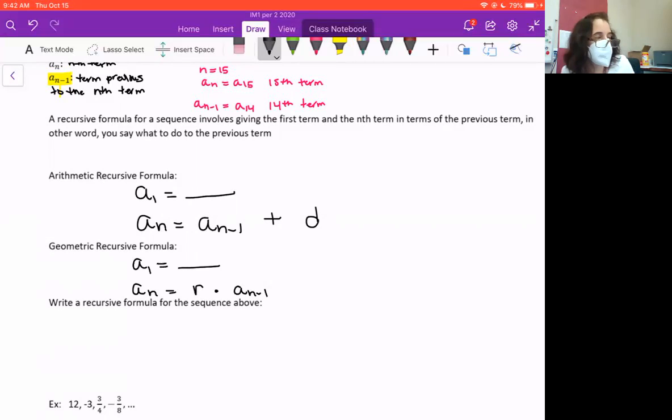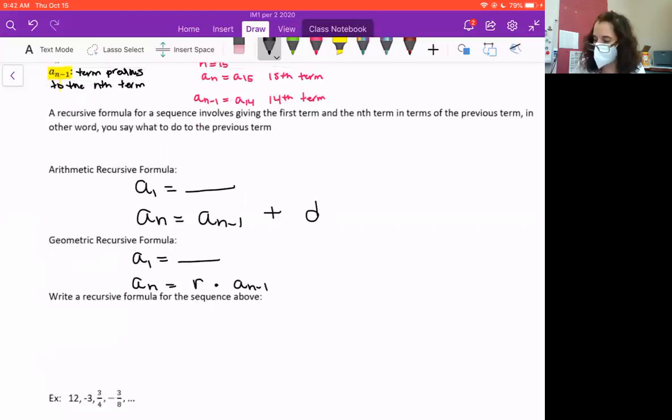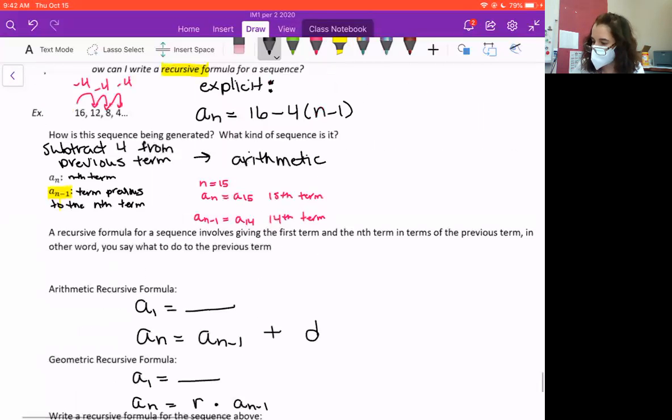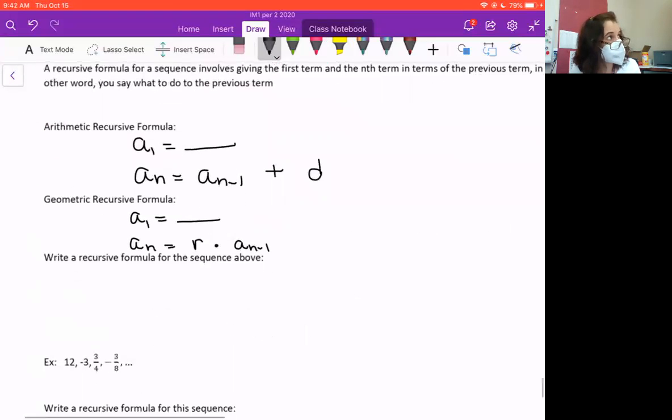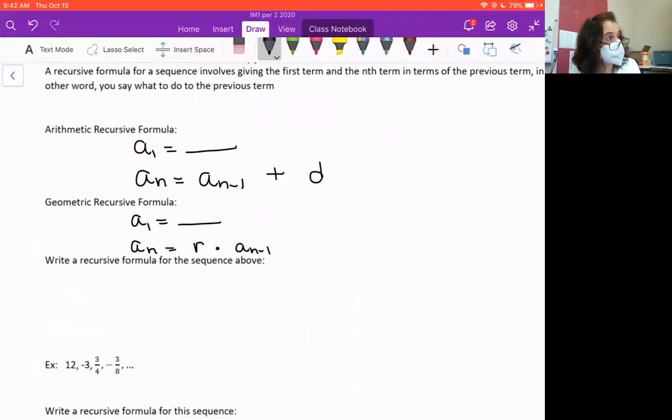So again, this thing, A sub n minus 1, we don't do anything with that. That just means the previous term. So write a recursive formula for our sequence above. Remember our 16, 12, 8, 4? That was arithmetic. So I can write an arithmetic recursive formula. So we had 16, 12, 8, 4. That's my sequence. Let's write a recursive formula.